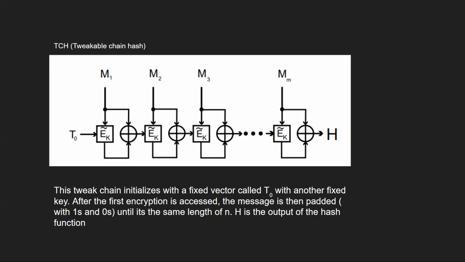Moving on to the next slide. This is the tweakable chain hash, where a tweak chain initializes with a fixed vector called T0 with another fixed key. After the first encryption is executed, the message is then padded with ones and zeros until it is the same length of n, n representing the number of bits of the message, and H is going to be the output of the hash. It keeps doing this until the hash is produced.